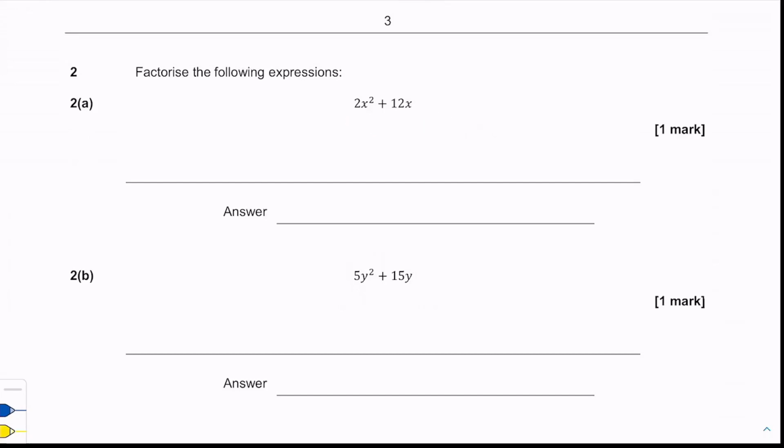Moving on to some slightly more difficult examples, we've got 2x squared plus 12x, and we need to factorise it, of course. So what's the highest common factor? Well, it's going to be 2x. So we put 2x outside of our brackets, and then 2x multiplied by x gets us 2x squared, and then plus 6 gets us our 12x. Again, 2x times x gets us 2x squared, and 2x times 6 gets us 12x.